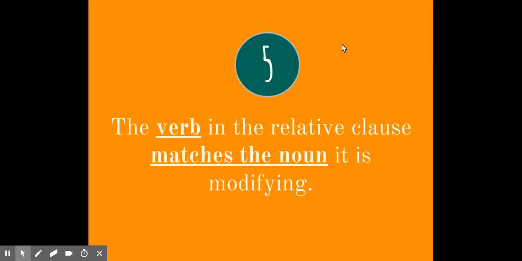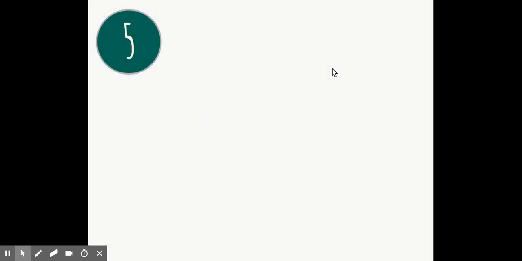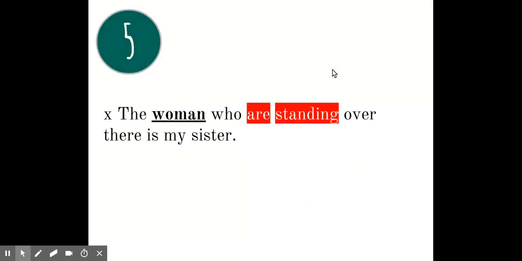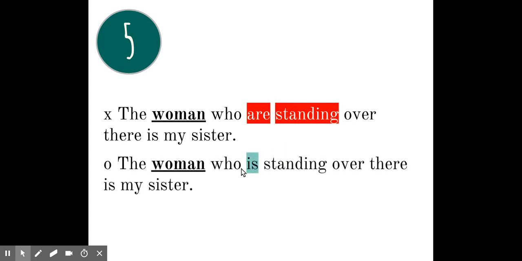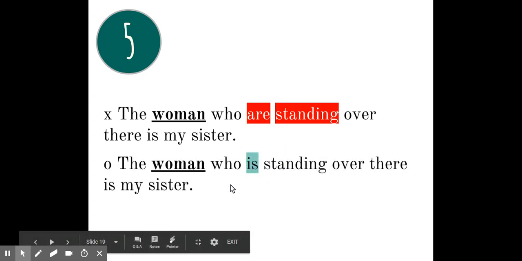Okay. Last but not least, the verb in the relative clause must match the noun it's modifying. Okay. The woman who are standing over there is my sister. So here, woman singular, are plural, is singular, right? So make sure all of these match. The woman who is standing over there is my sister. Okay?